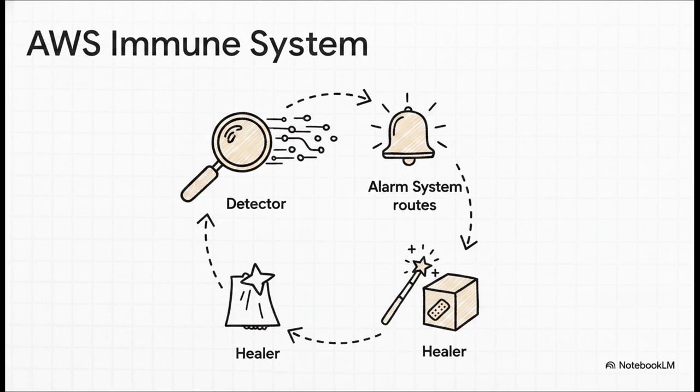When it spots something weird, Amazon CloudWatch steps in as the alarm system. Then, Amazon EventBridge acts like the nervous system, routing that alarm to exactly where it needs to go. And finally, AWS Lambda is the healer. It executes the custom workflow to fix the issue or trigger a model retraining.